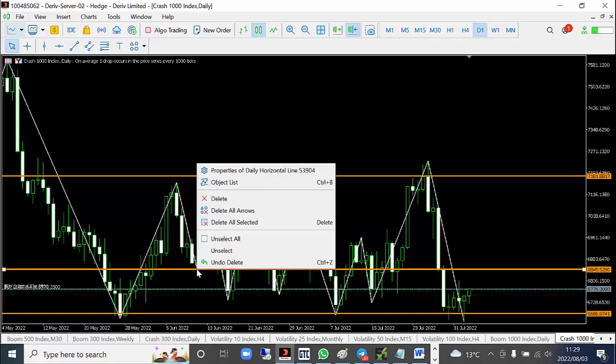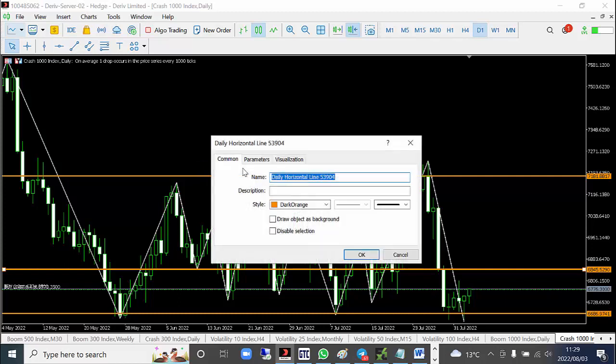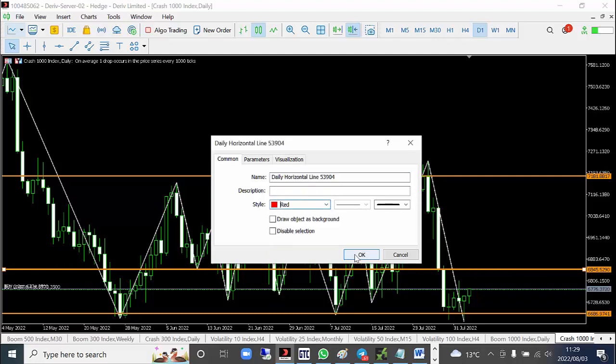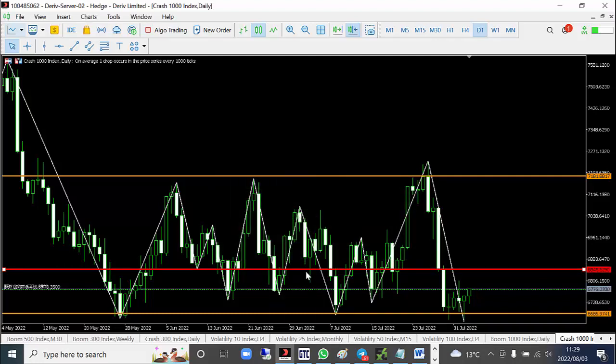Then I can right click on this place and change the color of the daily. If you want to change it, it's okay, but for me, I don't change it because all I know is that I'm marking the sensitive area. Those are the places I want to pay attention to, to trade, to invest my money. So I put that one, I put another one here.